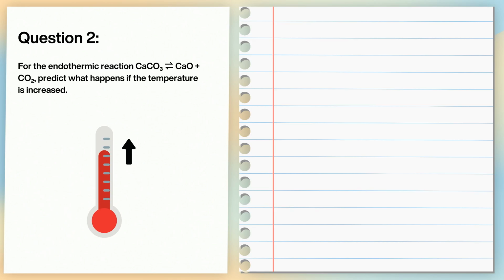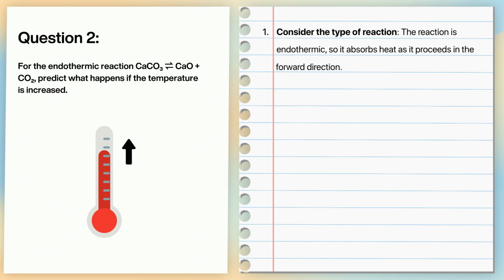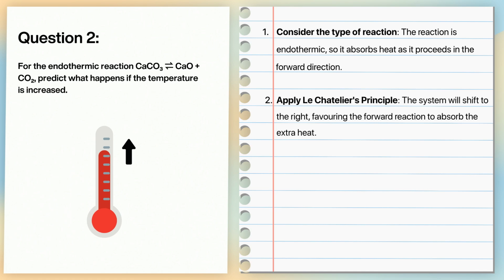Now, let's go through the answer. Since this reaction is endothermic, it absorbs heat as it proceeds in the forward direction. When the temperature is increased, more heat is added to the system. According to Le Chatelier's principle, the system will shift to the right, favoring the forward reaction to absorb the extra heat. As a result, more CaO and CO2 will be produced.